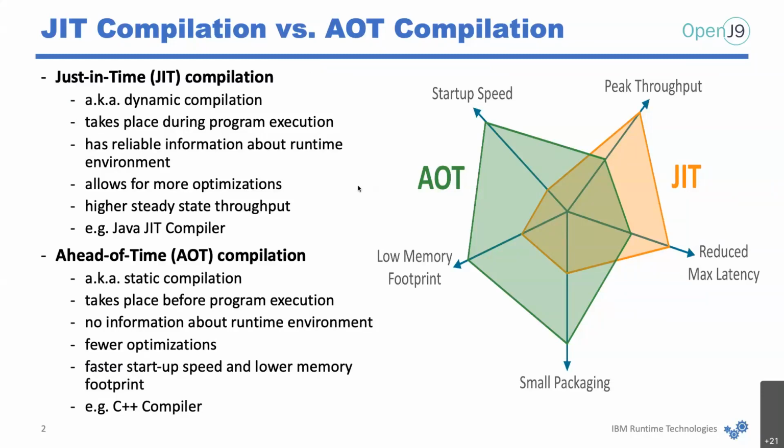This graph shows the advantages of the two types of compilations. JIT gives you higher steady state throughput because it is capable of doing more optimizations. While AOT gives you lower footprint as you don't need a JIT compiler at runtime that takes up resources during the execution of the program. And AOT also gives you faster startup and ramp up because the AOT compiled code is already available at startup, unlike the JIT compiled code.